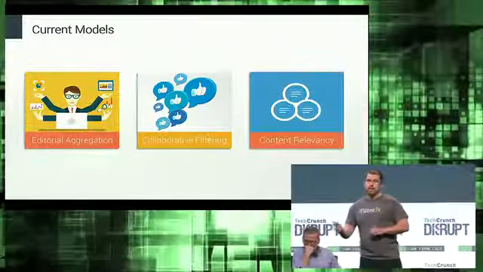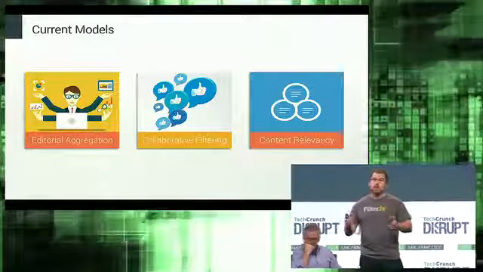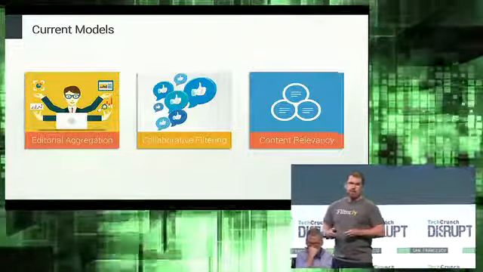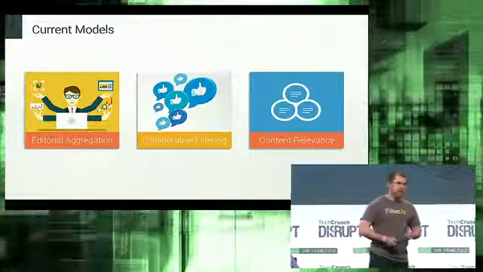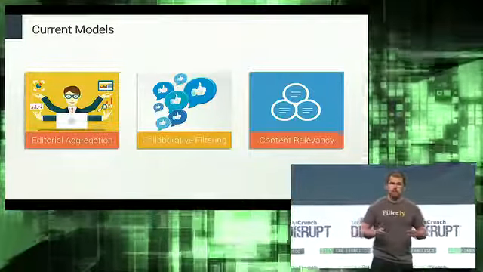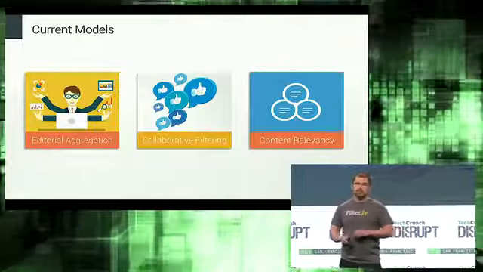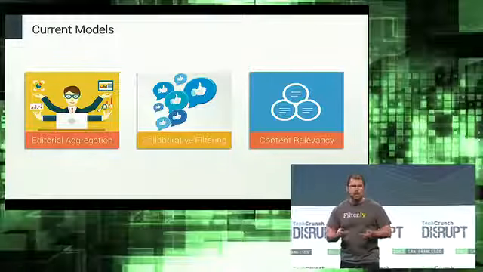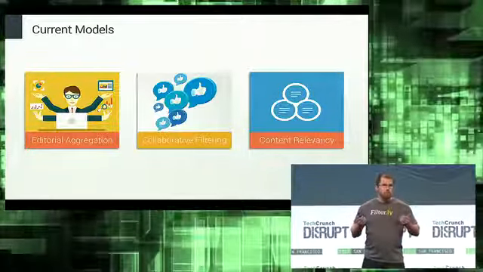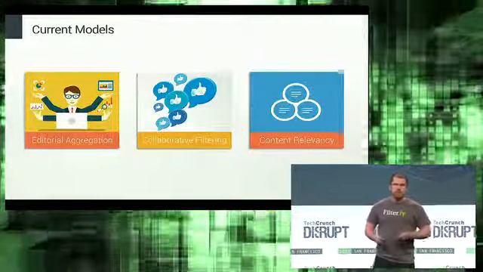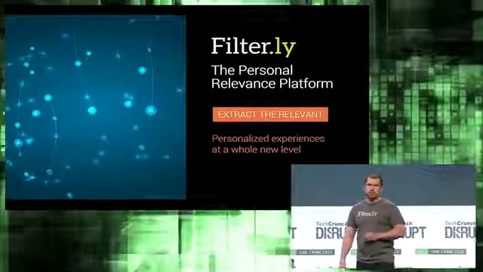Finally, we have content relevancy. This is about related content. So if I was to read that article on life expectancy, I might get a recommendation on a new hospital because they're both in healthcare. After we defined these categories, we took a step back and we said, we can do better. And that's why we built Filterly.